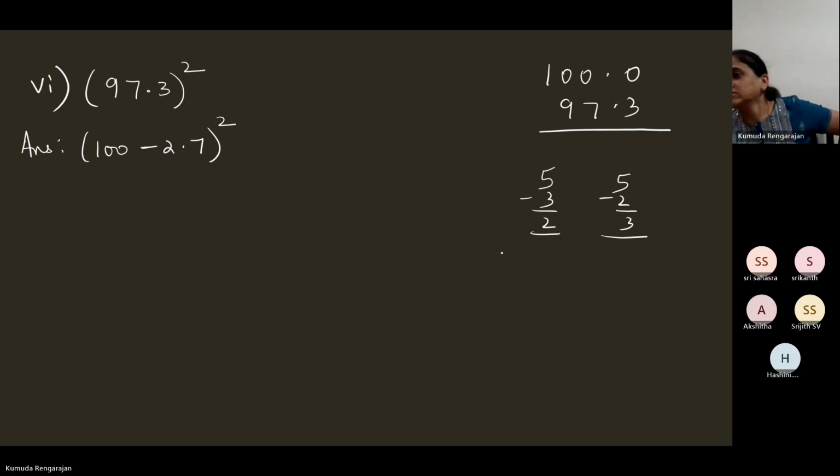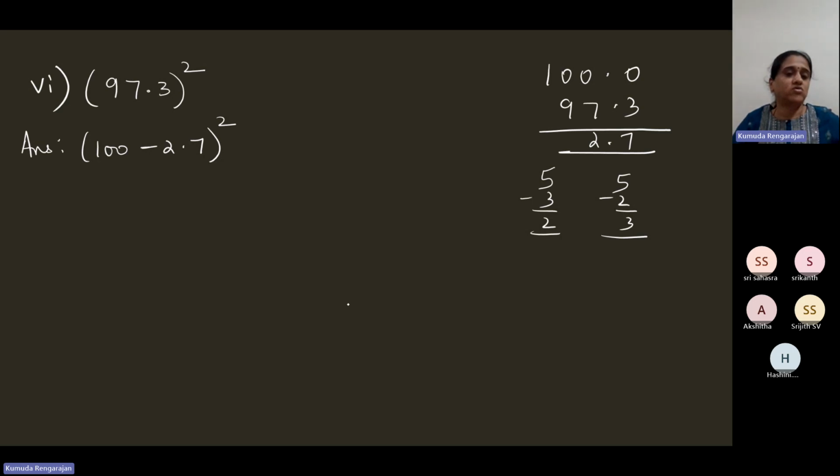Plus 0.3. No, you should use 100. So here you will get 2.7. So 100 minus 2.7 is 97.3. 97.3 should be written as 100 minus 2.7. You should not write it as 90 plus 7.3.